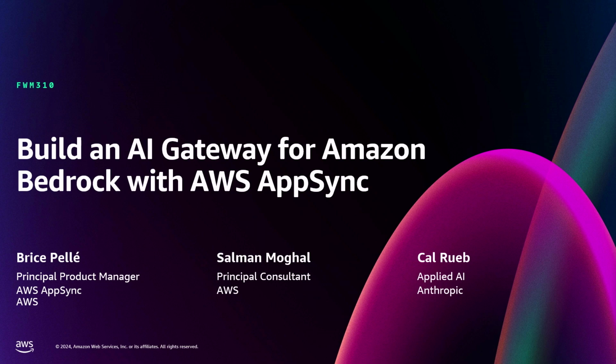This is FWM310, how to build an AI gateway for Amazon Bedrock with AWS AppSync. Now, I think it may come as no surprise to people in the audience that generative AI is everywhere these days. We are seeing more and more customers adopt this technology and looking to take advantage of it. That comes as no surprise. But as customers are getting into generative AI, there are a lot of challenges they are facing, specifically trying to connect their application to their generative AI backend.